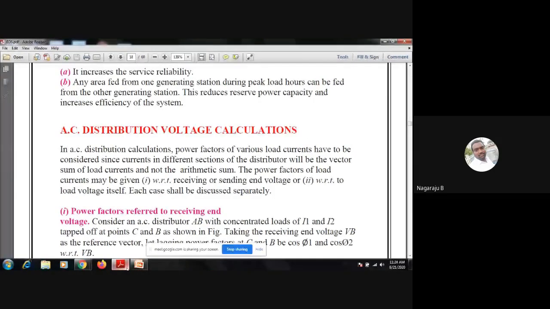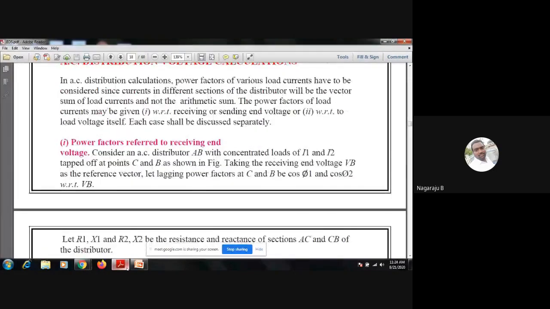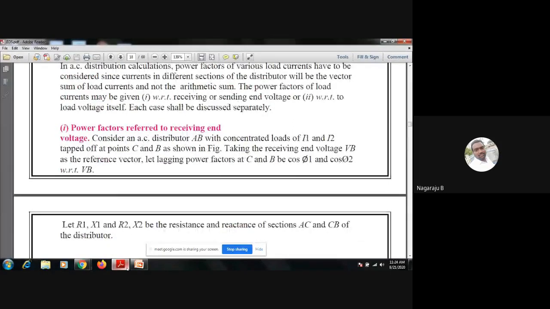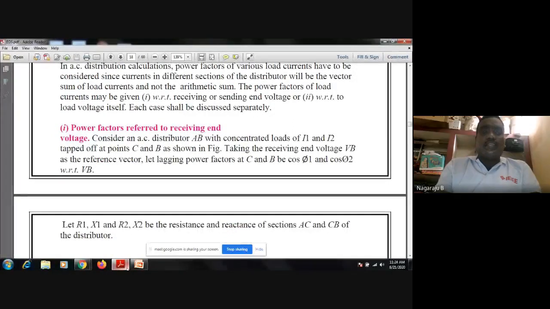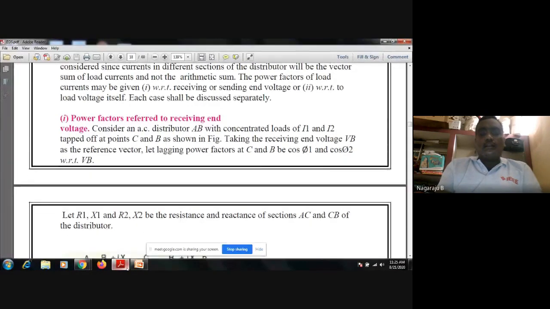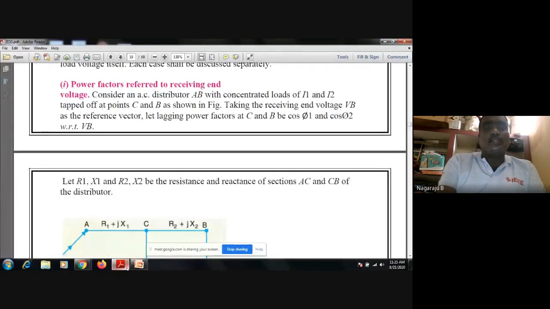Okay, so because of the power factor you can calculate your domestic loads voltage calculation, how you are getting the power. So I am going for the first level: power factor referred to the receiving end voltage. Consider, so this is about the thing you have.